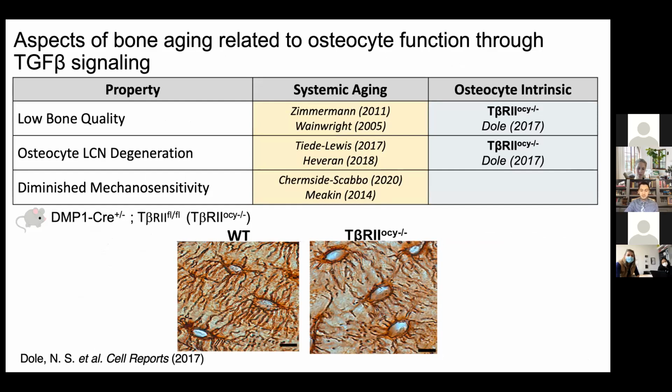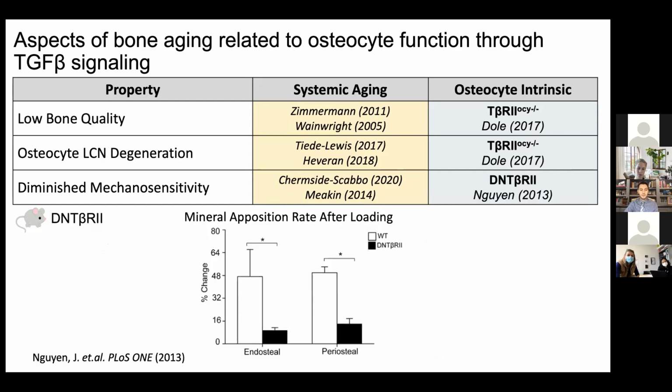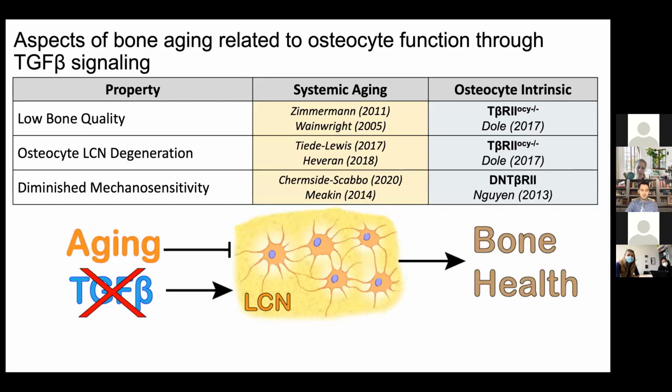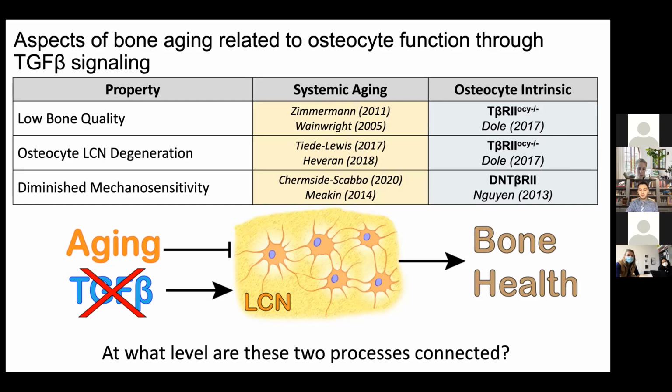What about mechanosensitivity? In another model of degenerate or lost TGF-beta signaling, through a dominant negative type 2 receptor, we see a loss of mineral apposition rate after loading. Given these similarities between systemic aging and osteocyte losses to TGF-beta signaling, we can ask the question, at what level are these two processes, aging and TGF-beta signaling, through the lacunar canalicular network or osteocyte health, related systemically to bone health?